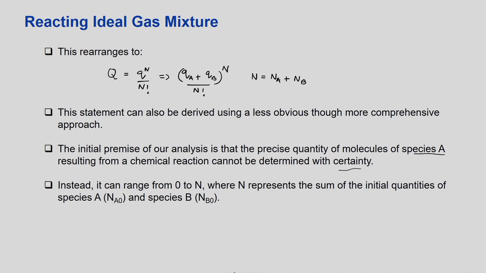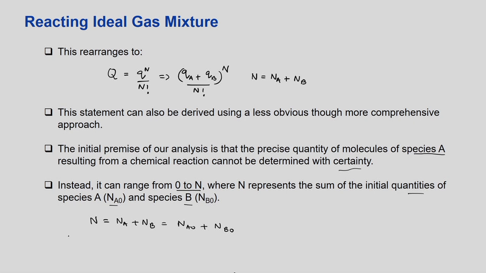That means you have to add up all these possibilities, the probabilities of all these possibilities. So the number of molecules of A and B can range from 0 to N. Na can go from 0 to N, and so can Nb. Here N represents the sum of the initial quantities Na0 and Nb0. So I can write N, that is Na plus Nb, is equal to the initial number of molecules of A and B.